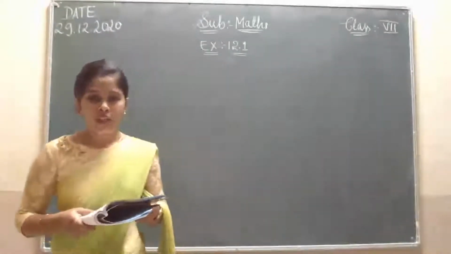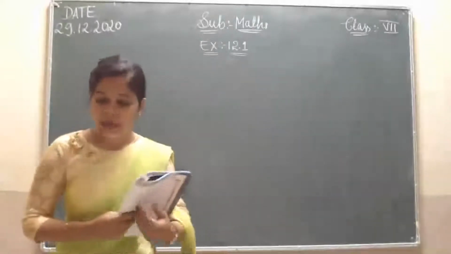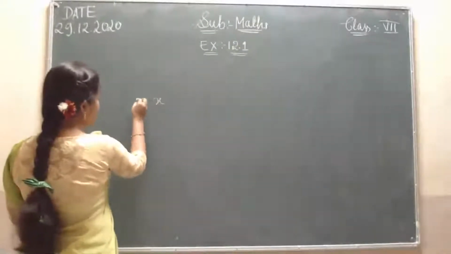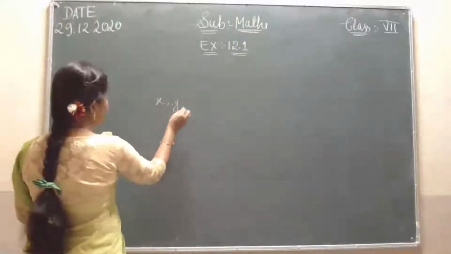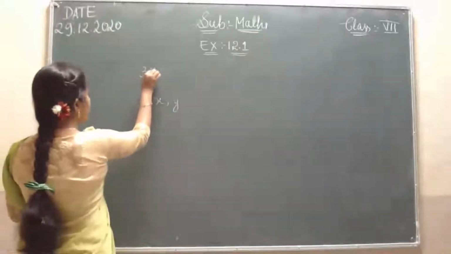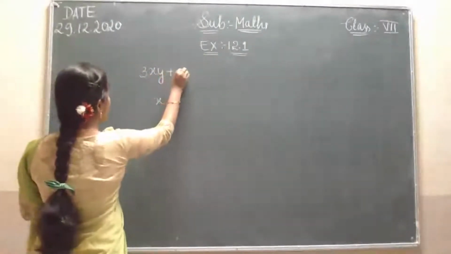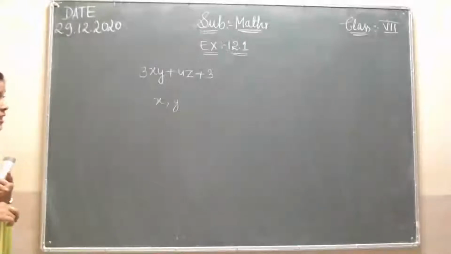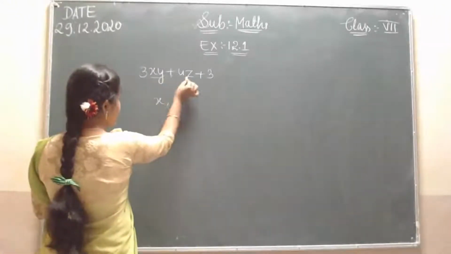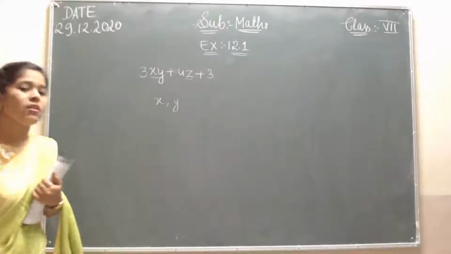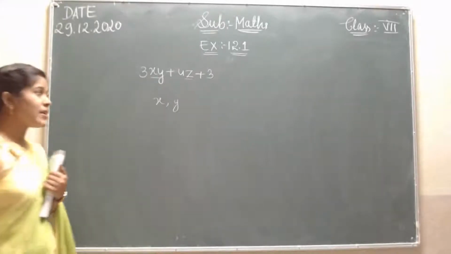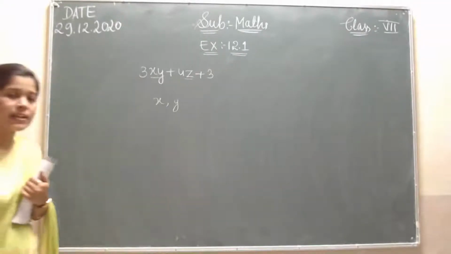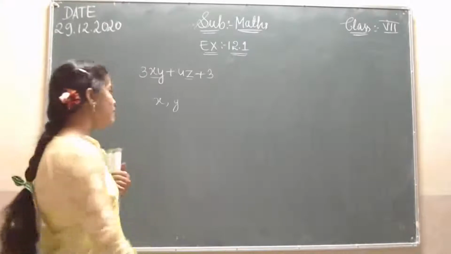See here, we know what variables are. Variables are the alphabets we are using in an expression, so we call them variables. For example, 3xy plus 4z plus 3 is an expression. In this, we are using alphabets x, y, z, L, M, N, whatever they may be. So the alphabets are known as variables. They can change; they do not remain the same. So that is nothing but variables.